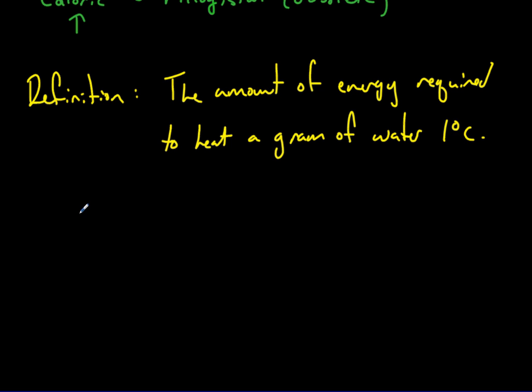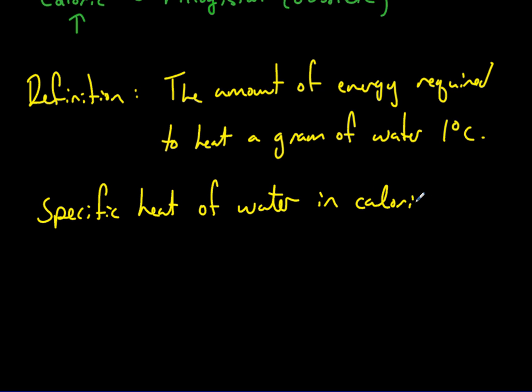So we learned about specific heat before. So the specific heat of water in terms of calories is 1, right? So it's 1. Now what units is that? Well, that is 1 calorie per gram per degree Celsius. Oops, that's backwards.